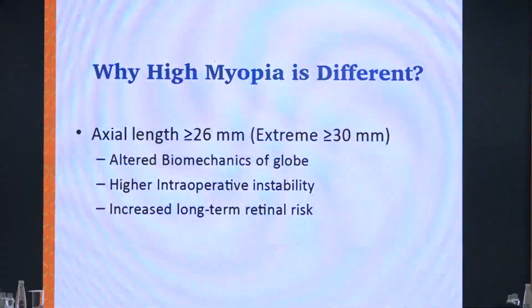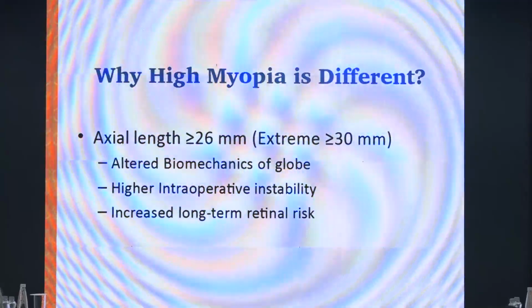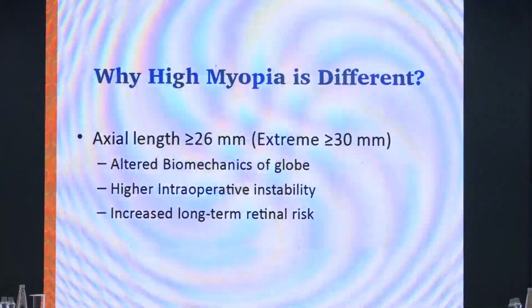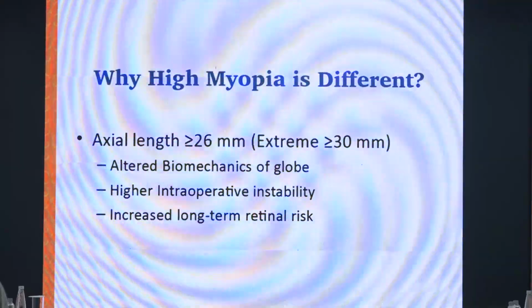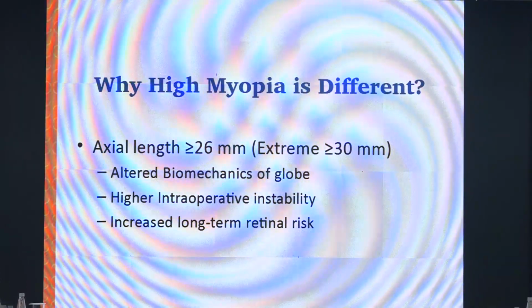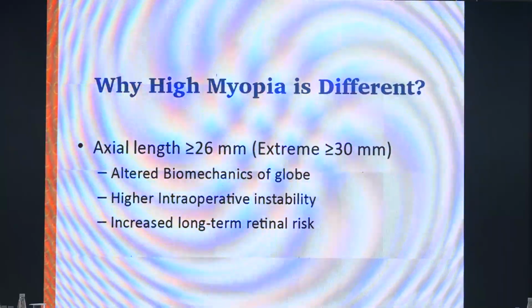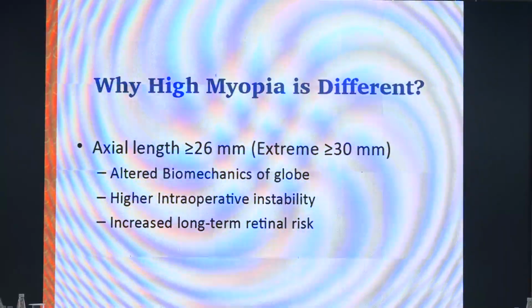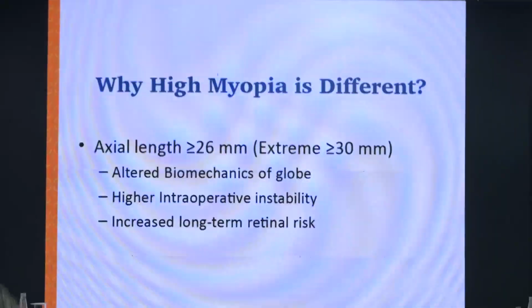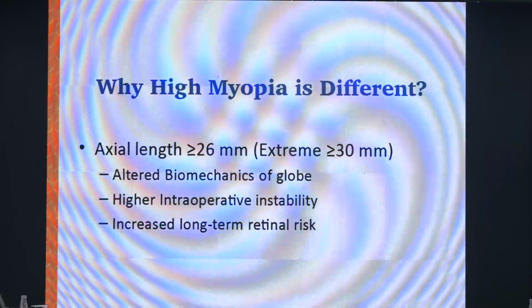So we commonly encounter cases where the axial length is greater than 26 millimeters, or extreme myopia where the axial length is more than 30 millimeters. And we all know the altered biomechanics like the large bag, the incidence of posterior staphyloma, weak zonules, liquefied vitreous. All these are add-on parts of our surgery which we need to take care of.